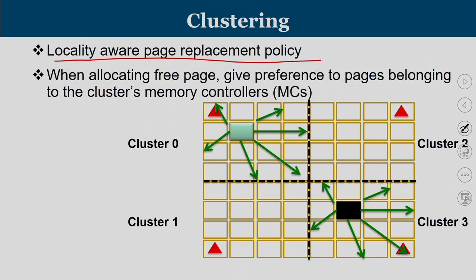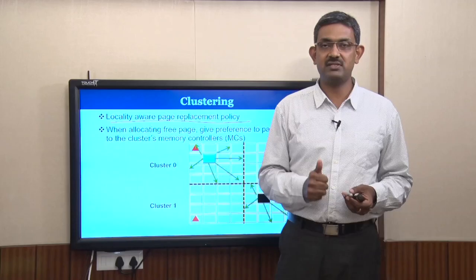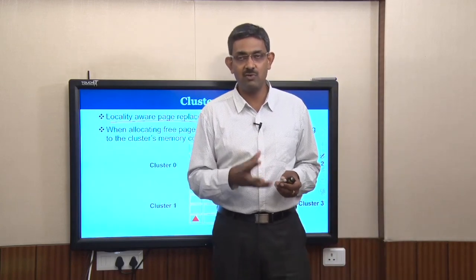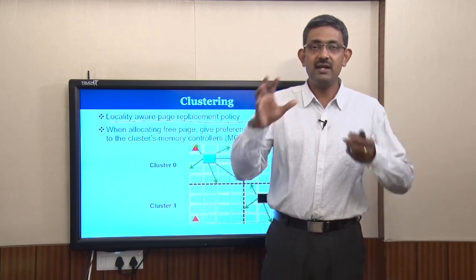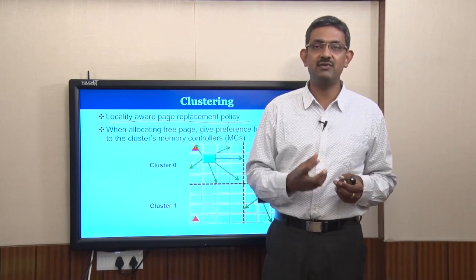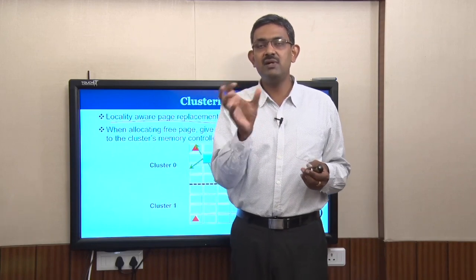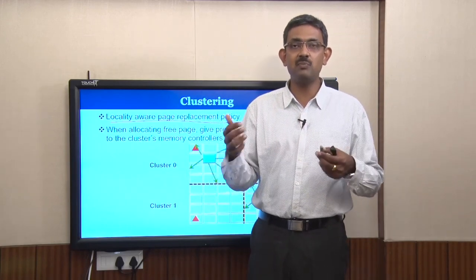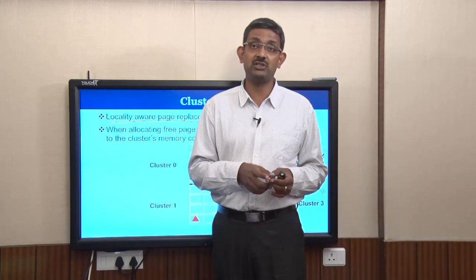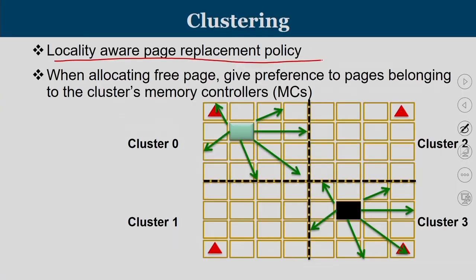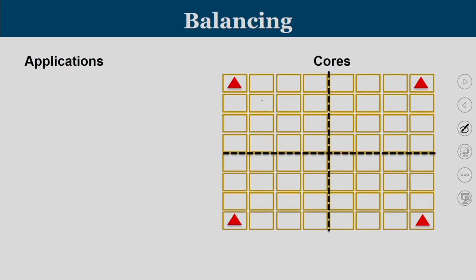So when you bring data from the secondary memory and put it in main memory, you are going to assign an address. The moment we give a space to an instruction or data inside the main memory, or inside your DRAM, its physical address is fixed. We know that the physical address is split into tag, index, and offset. So certain bits in the physical address come as your index, and in a TCMP, certain bits of your set index are nothing but your destination core. So the destination core should be given those addresses carefully such that it results in locality. So when we allocate a free page, give preference to pages belonging to the cluster's memory controllers only. These are the ways clustering can be done.